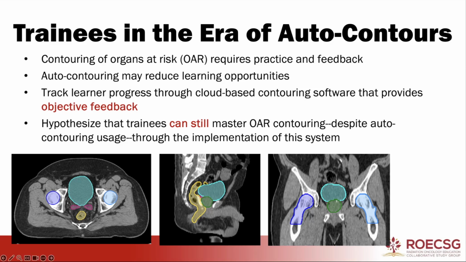And these are examples of the auto contouring that we all typically see, whether it's in Velocity or Eclipse or whatever system that you might use.